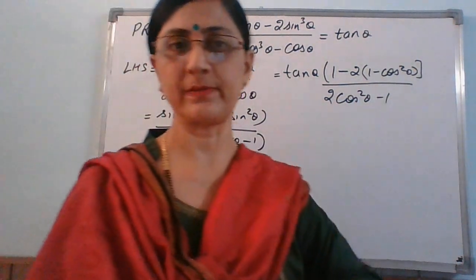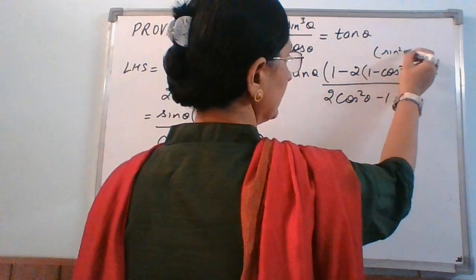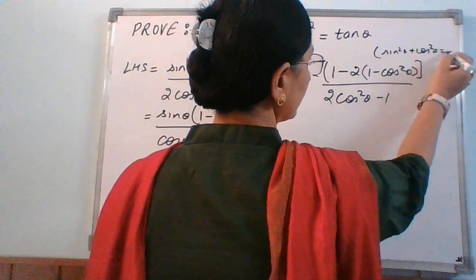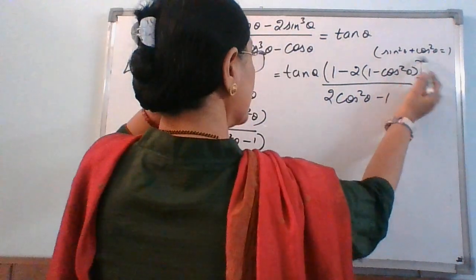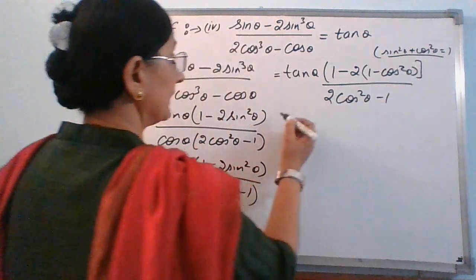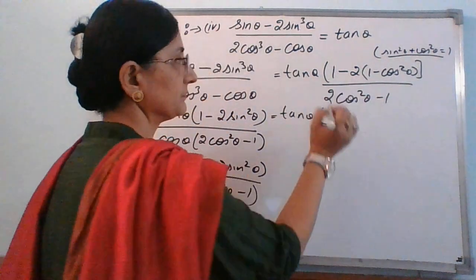So क्योंकि वो दोबारा question बन जाएगा. अब जो identity आपने use किया, just write there sin square theta plus cos square theta is equal to 1. So मैंने क्या किया, sin square की value डाली 1 minus cos square from this identity. So this is the main one, right? So here tangent theta remains as it is.